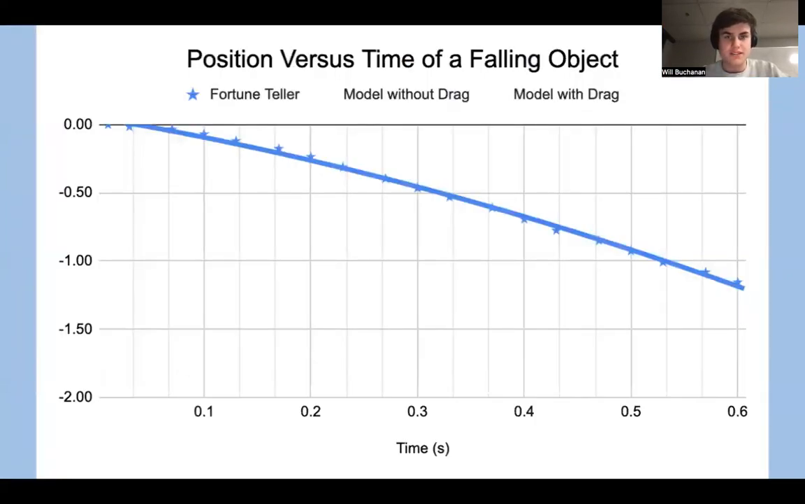And the position versus time of this falling object, we see that this is sort of a curved line here. And this curved line of the change in vertical distance over time indicates that the velocity is not constant, which tells us there's a net force present and that acceleration is taking place.